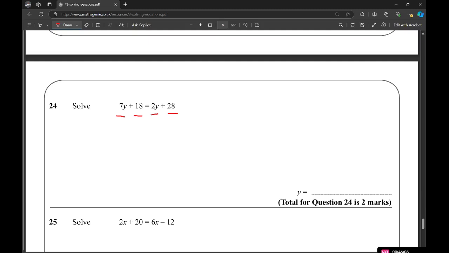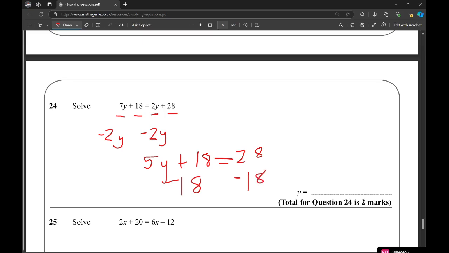So 7y plus 18 equals 2y plus 28. Step one, I'm going to subtract 2y on both sides. So 7y minus 2y equals 5y. 5y plus 18 equals 28. Subtract 18 on both sides and then divide by 5. So 5y equals 10. Divide by 5 on both sides. So y equals 10 divided by 5, which makes 2. So y is equal to 2.